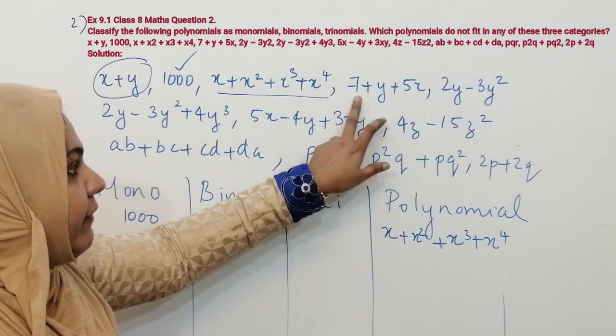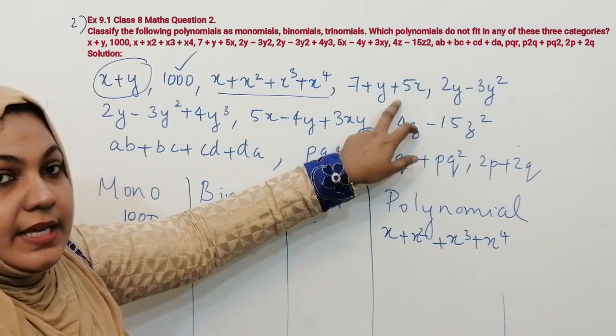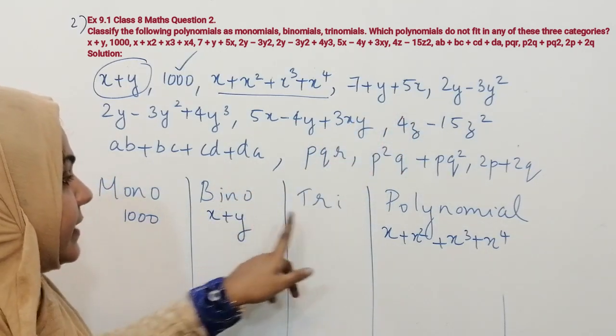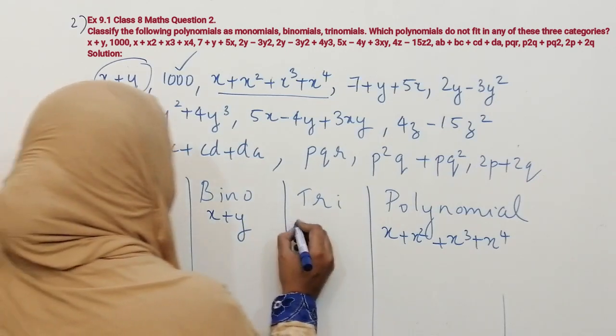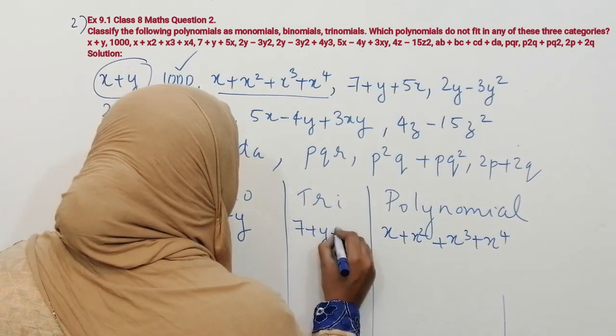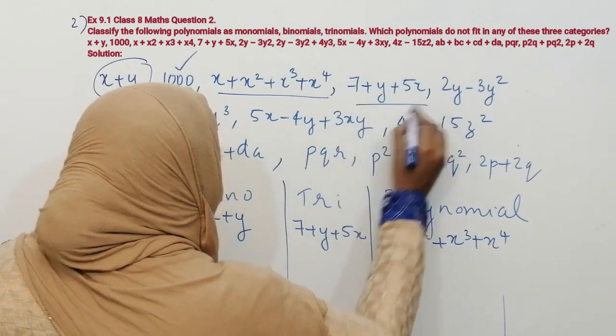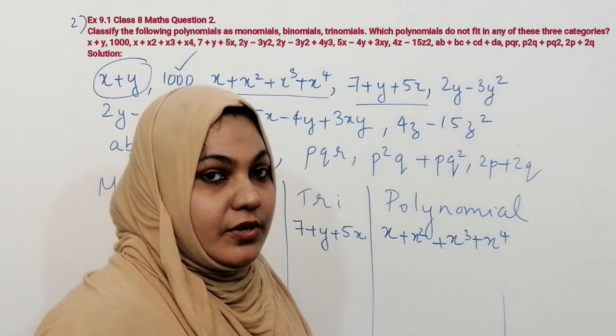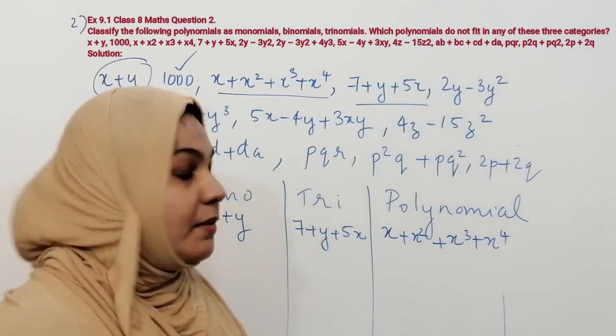Next one is 7 plus y plus 5x, which is an algebraic expression. It contains three terms. So that means it's under trinomial. Next algebraic expression is 2y minus 3y squared. So it has two terms. So it's under binomial.